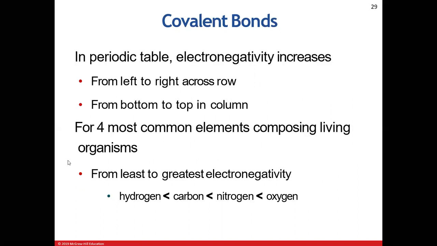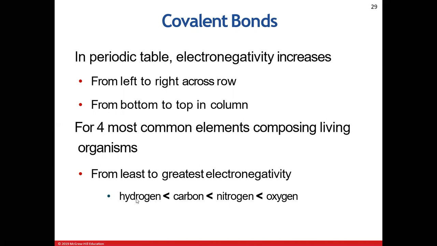So if we look at the periodic table and we look at electronegativity, as we move from left to right across the row, the electronegativity increases. The same is also true if we move from bottom to top, okay? So as we move in the columns and in the rows, we're going to see a change in electronegativity.